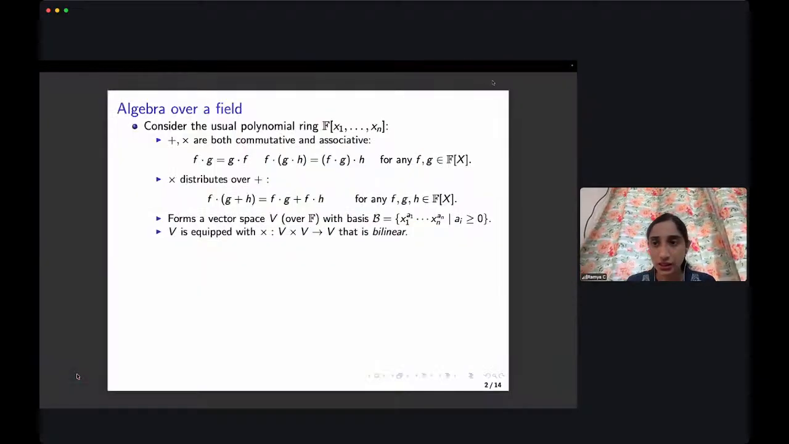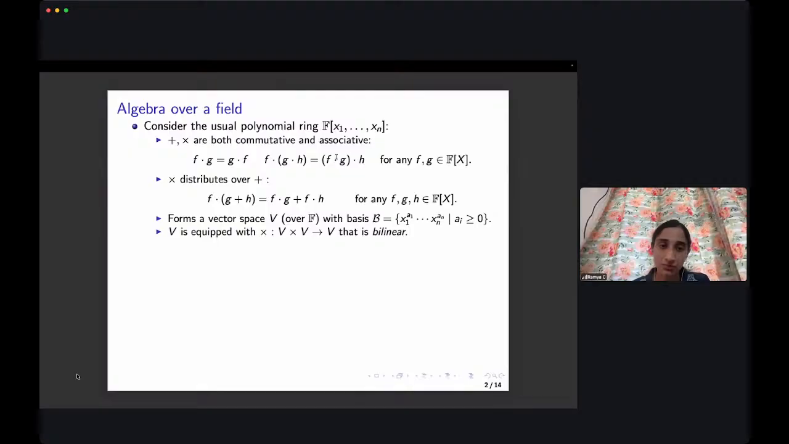Okay, so let's begin with the usual polynomial ring. The ring of polynomials on n variables with coefficients from a field. In this ring, if you consider both addition and multiplication, both these operations are commutative as well as associative. By commutative, we mean that the order in which you perform addition or multiplication does not matter. And by associativity, we mean that the grouping of terms during addition or multiplication does not matter.